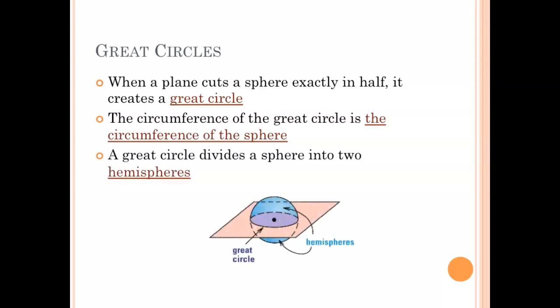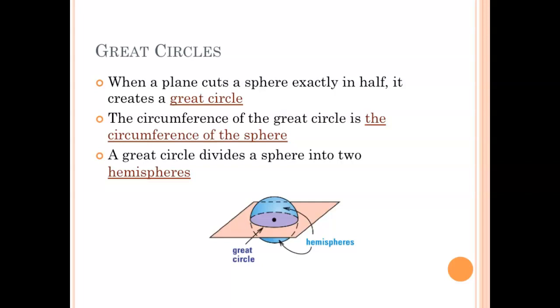So here's a picture. You can see that plane that cuts the sphere in half, and that cross section there you see is a circle, and we call that a great circle. And we have 2 hemispheres, one on top of that plane and one below that plane.